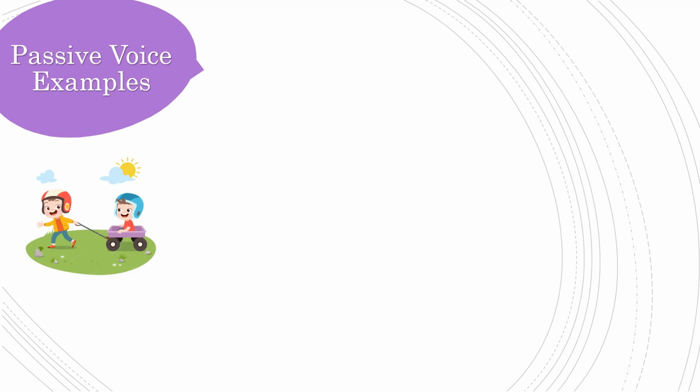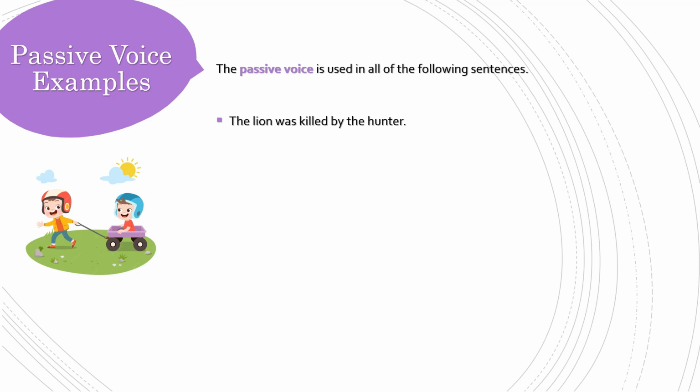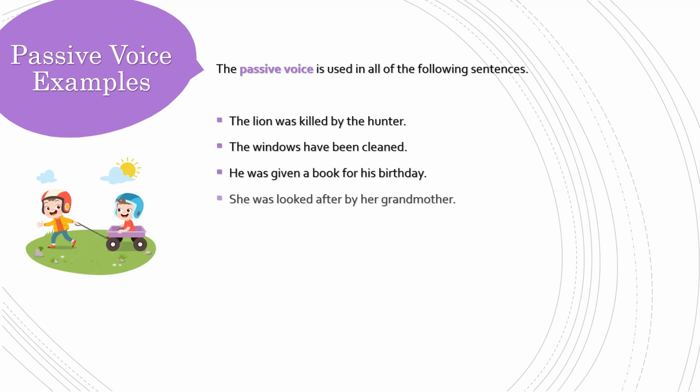Passive voice examples. The passive voice is used in all of the following sentences. The lion was killed by the hunter. The windows have been cleaned. He was given a book for his birthday. She was looked after by her grandmother.